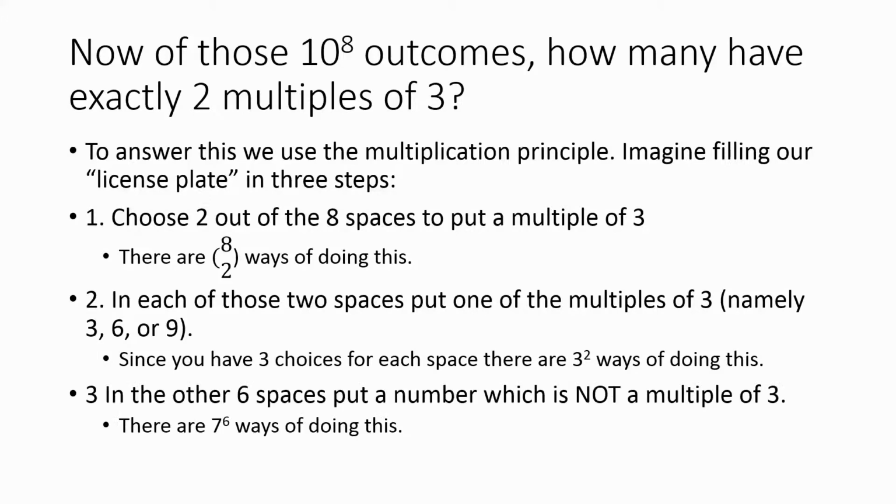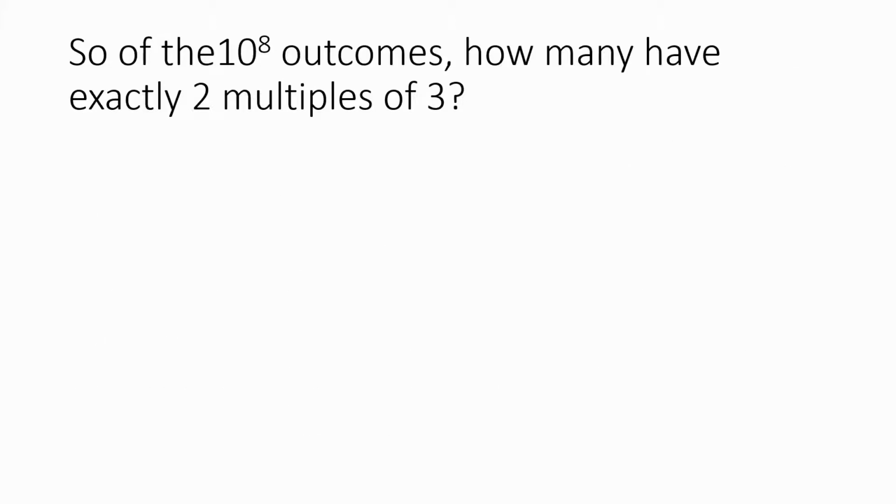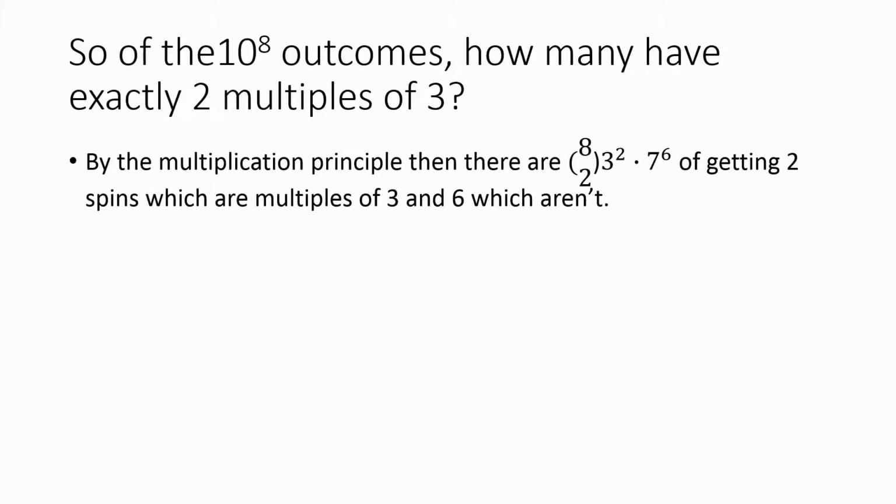And then in the other 6 spaces where you don't have multiples of 3, put in a number which is not a multiple of 3. Since there are 7 numbers between 1 and 10 which are not a multiple of 3, you have 7 choices for each of those 6 spaces, or 7 to the 6th ways of doing this. So 8 choose 2 ways of picking which places get multiples of 3, and 3 squared ways of filling those spaces, and 7 to the 6th ways of filling the other 6 spaces. So of the 10 to the 8th outcomes, how many have exactly 2 multiples of 3? Well, multiplication principle again: 8 choose 2 times 3 squared times 7 to the 6th.